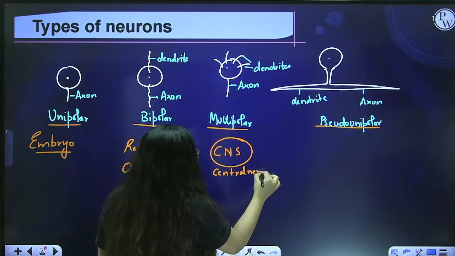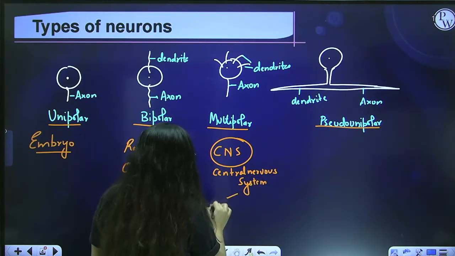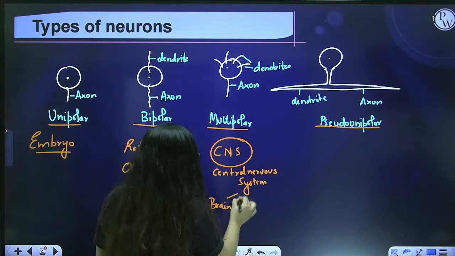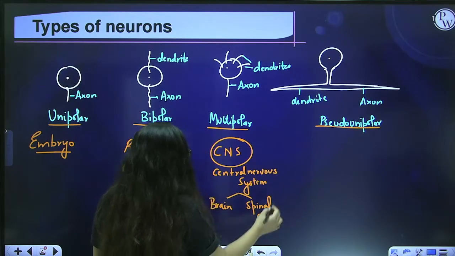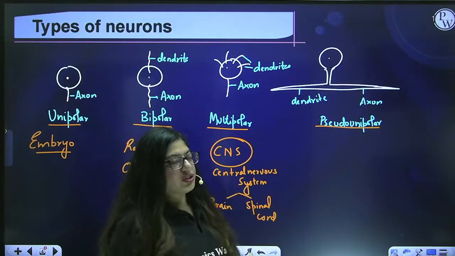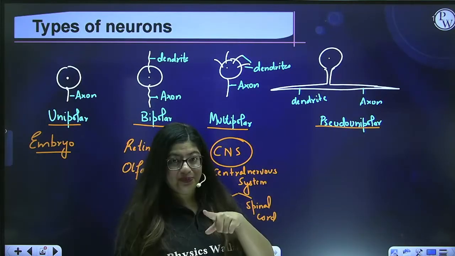So I'll also be explaining different types of nervous system, and the central nervous system comprises the brain and spinal cord. You all know what a spinal cord is? Yes, it's a long rod-like structure present inside your backbone. Okay, and it emerges from the brain.